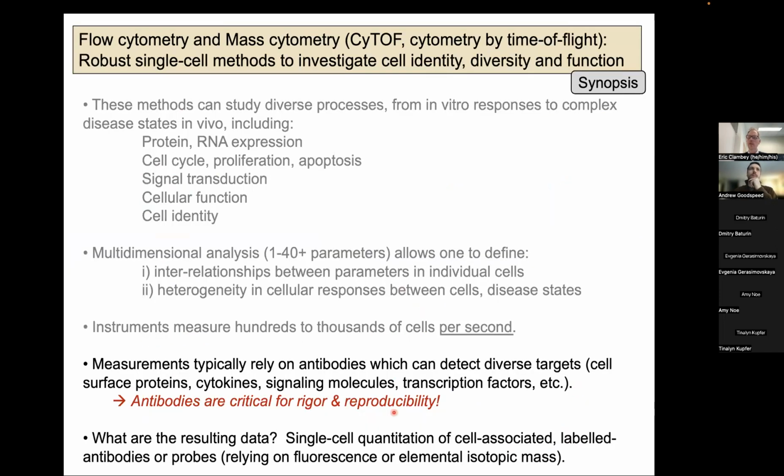So two additional things I want to point out about this. For the vast majority of cytometry-based studies, antibodies are critical for rigor and reproducibility. If you have bad antibodies, you are at a significant disadvantage with these methods. But ultimately, these data provide single-cell quantitation of cell-associated labeled antibodies or probes, which either measure fluorescence or elemental isotopic mass.